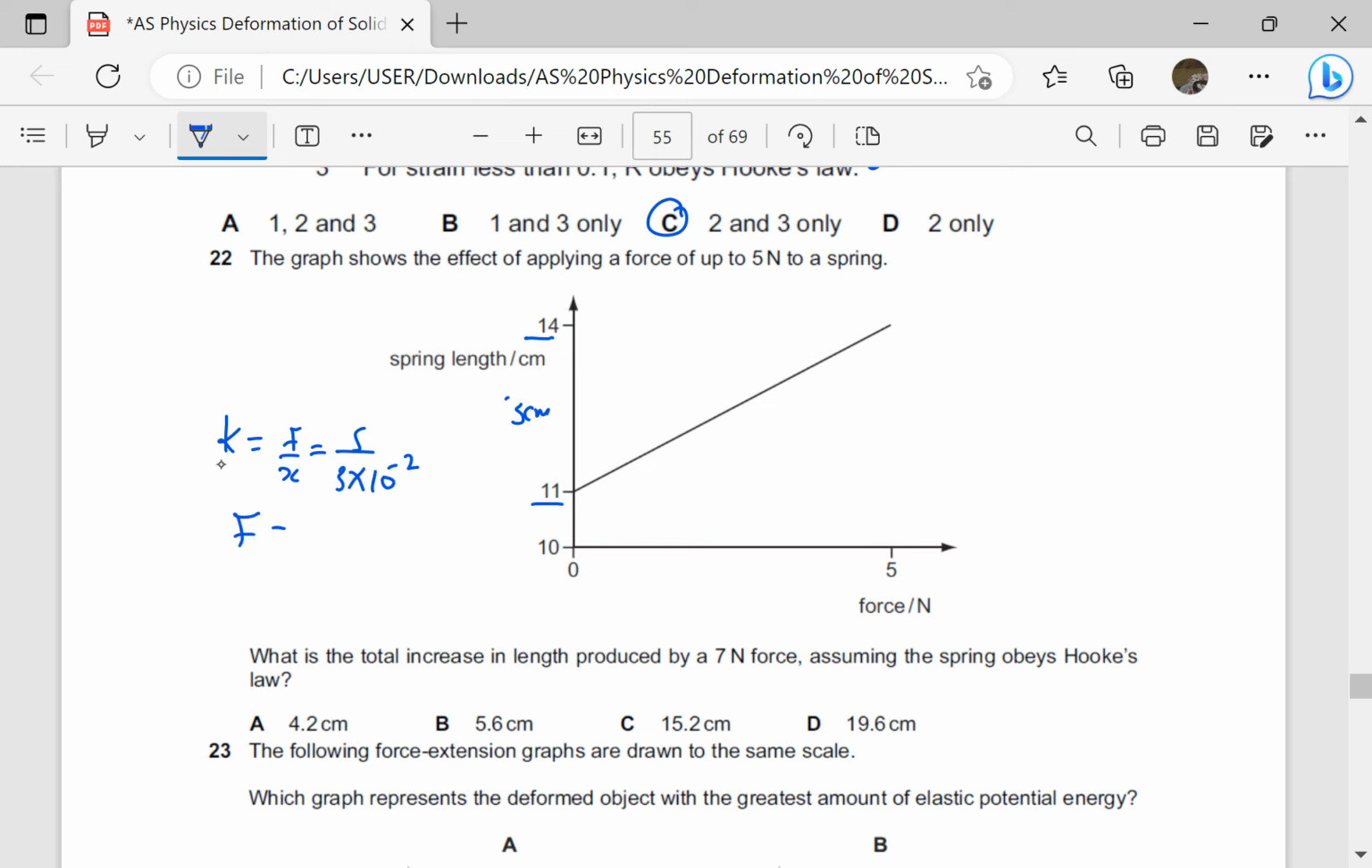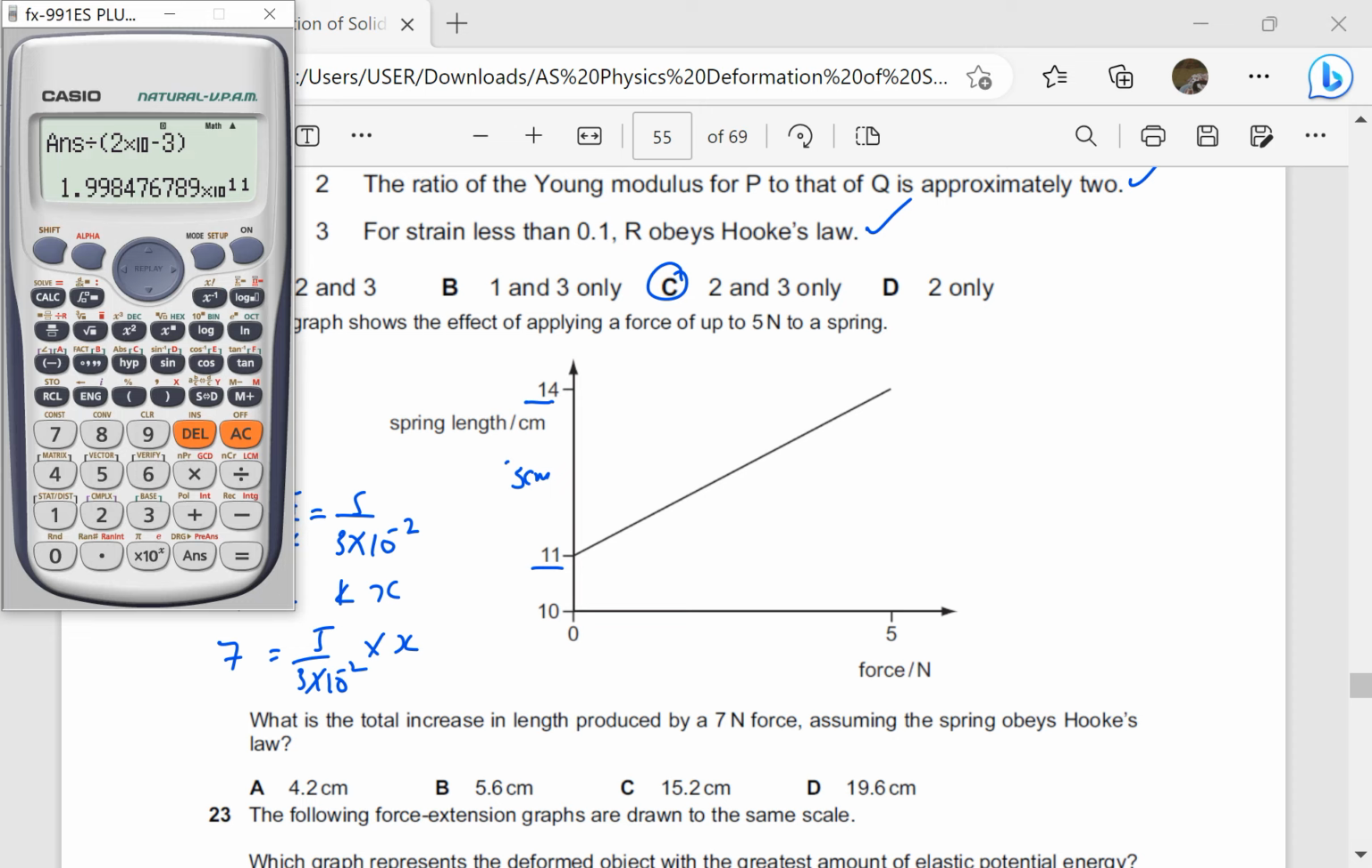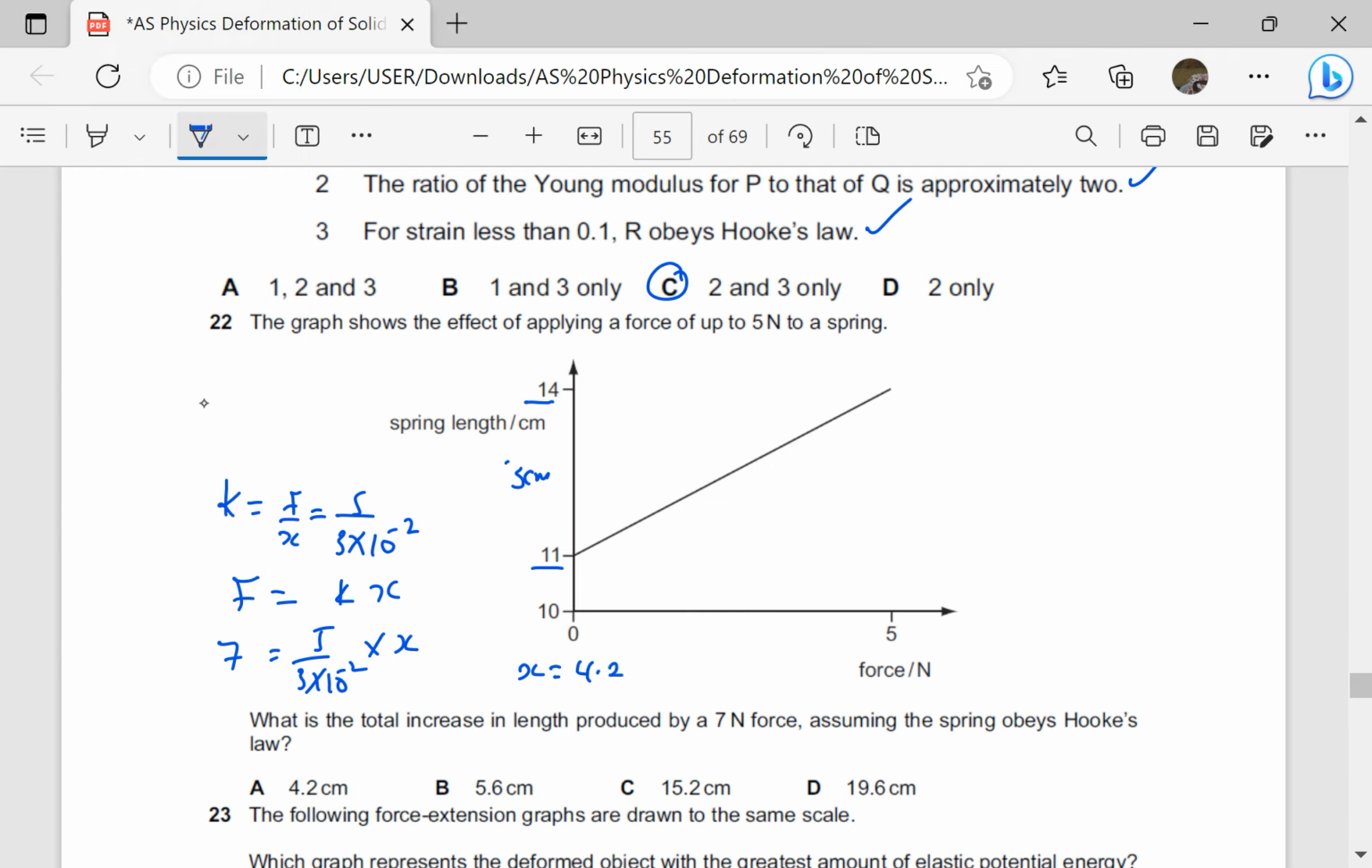Now using Hooke's law again, F is equal to K times X. So F is now 7, K is 5 over 3 times 10 power negative 2, then times X. So I'll press my calculator and find X. 7 times 3 exponent negative 2 divided by 5, which is giving us 0.042. We multiply by 100 to change to centimeters, which is giving us 4.2. So X is equal to 4.2 centimeters. So the answer is going to be A.